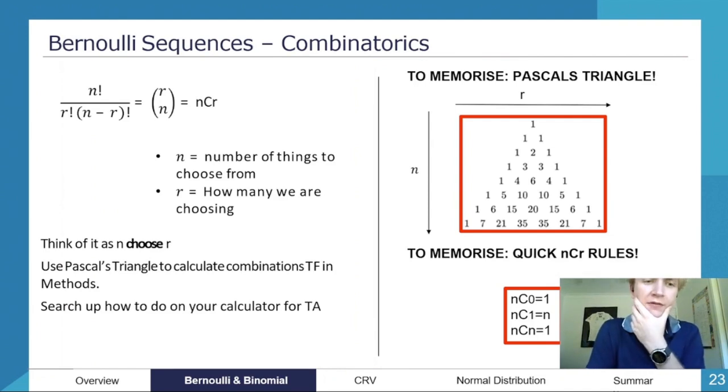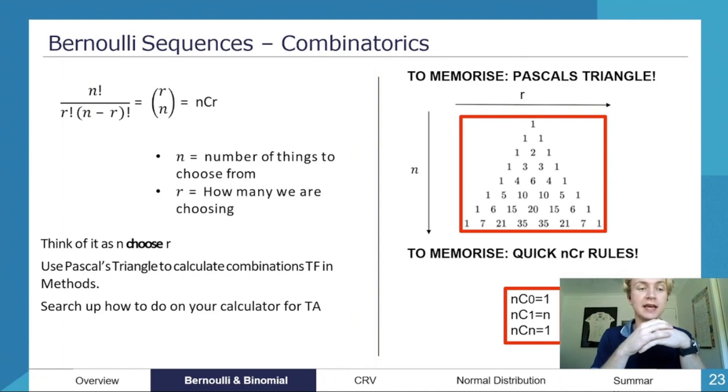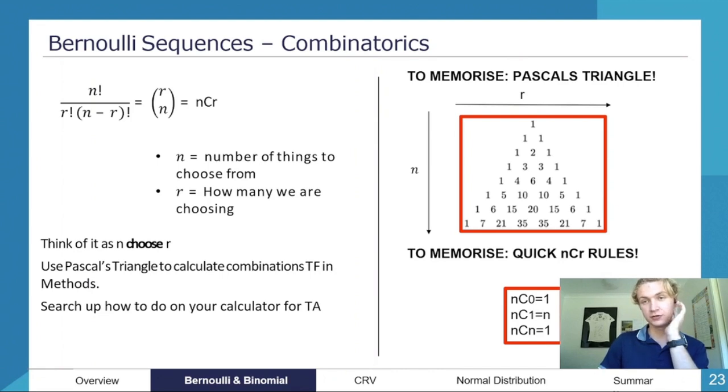The way to think about it for the order is n choose r. The reason I say that is we can use Pascal's triangle to calculate these combinations tech-free in Methods. You're going to have to Google how to do it tech-active because I don't know what your calculator is. For me, it was just nCr, bracket, whatever. But just look at a YouTube video. It really does help. Okay, so you have to memorize Pascal's triangle. This is universal for your tech-free questions.